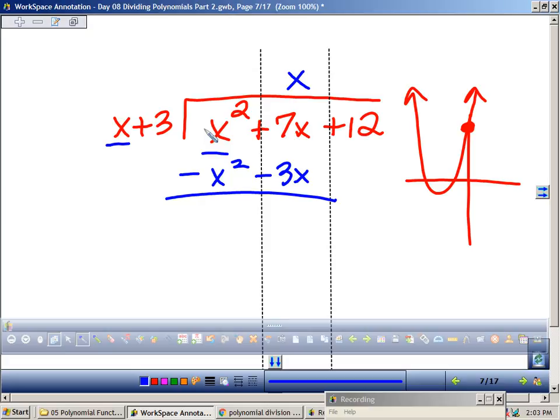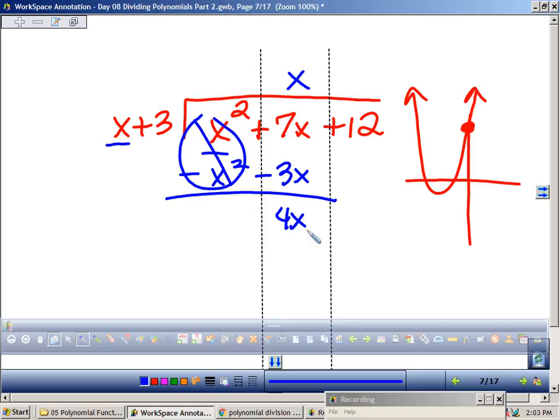Just like if you were separating change into a drawer, you wouldn't mix the quarters and the pennies. So I'm going to put the x's in the x column, the x squareds in the x squared column, and all of the constants in the constant column. All right. So I draw the line. I change the signs. This goes away. I have 7x minus 3x is 4x.